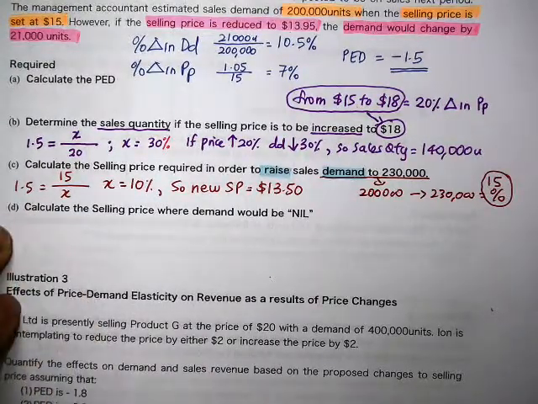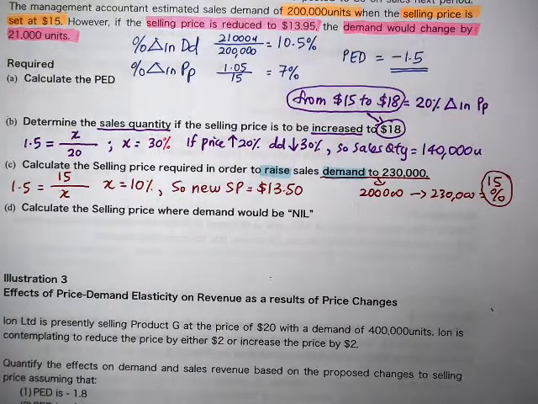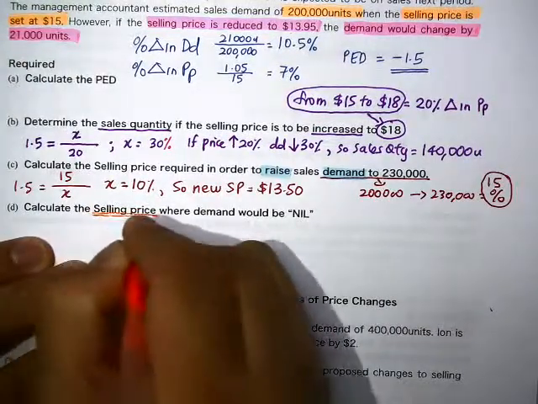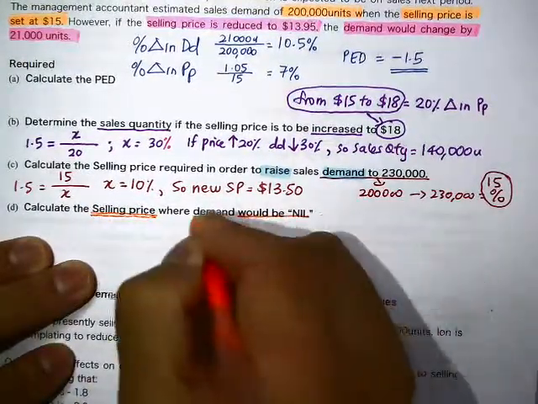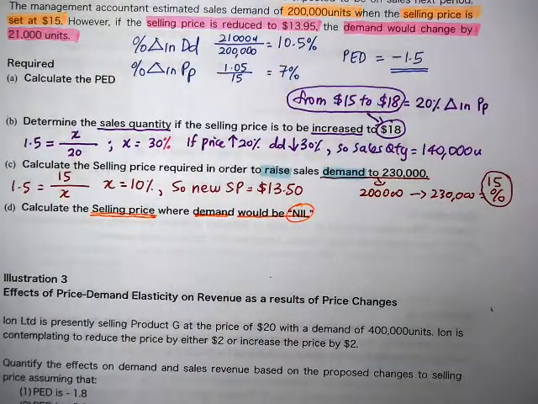I want you to think about how you want to solve D. Now I want you to give me the selling price when the demand becomes zero. You need this later when we do demand pricing. Tell me, what is the selling price when demand becomes zero?